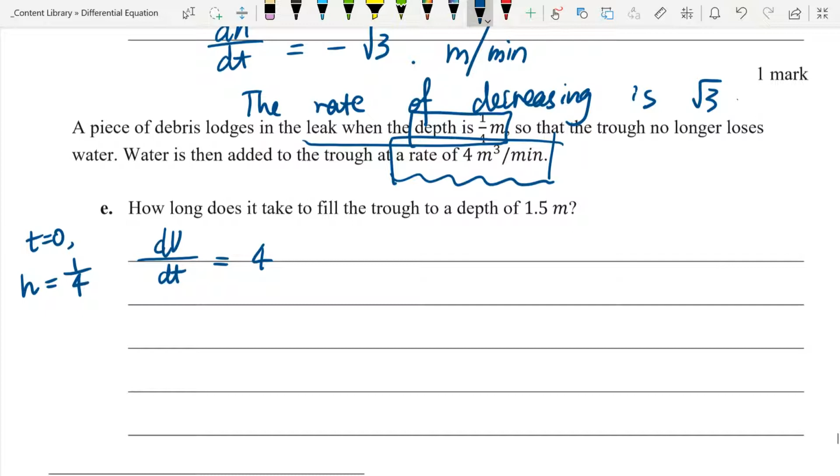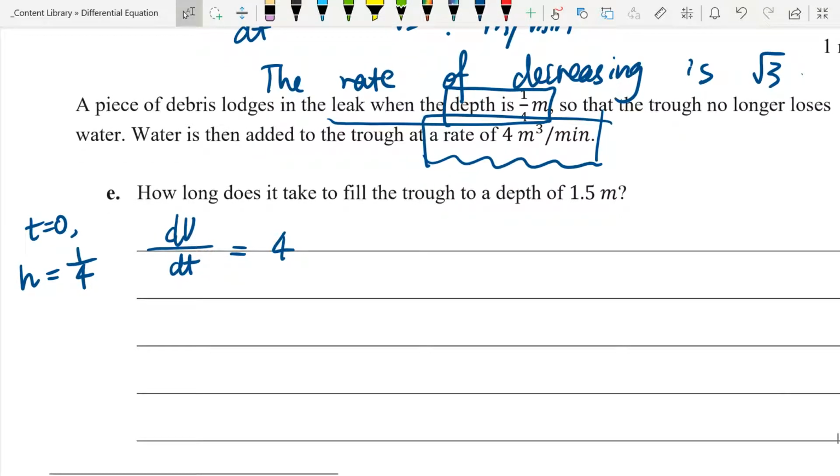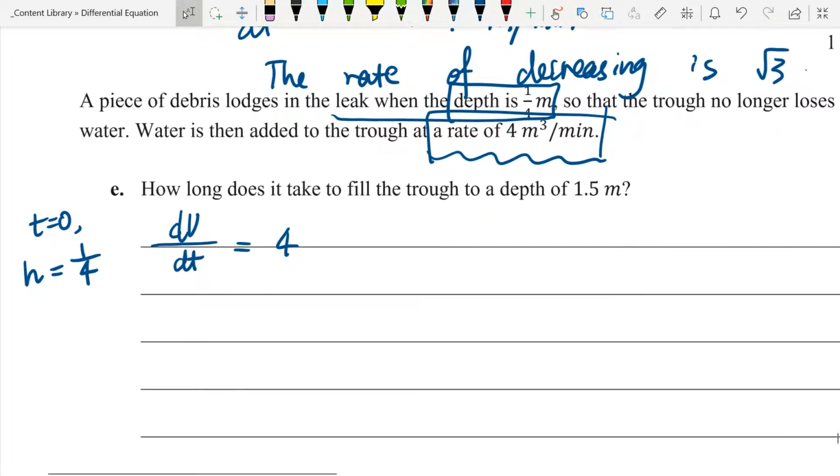So we don't think about how long it takes for me to lose water until we have a quarter of the height. What we assume is when t equals 0, we have a height of h equals a quarter. And now we start to add water into the trough with dV/dt equals 4.